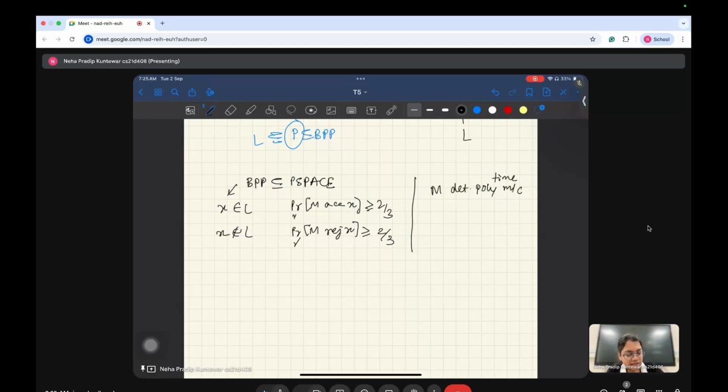What it does is run M on X and R for all R, and if at least 2/3 of them say accept, then we accept, otherwise we reject. This is what you can think of it doing internally. So the natural thing would be that we simulate this in our PSPACE machine.